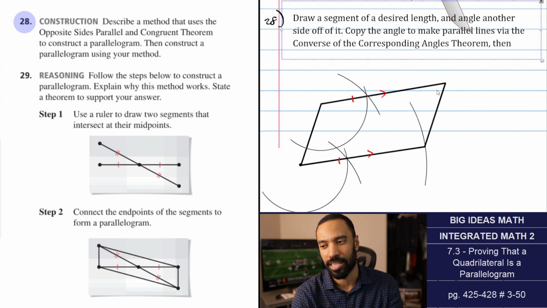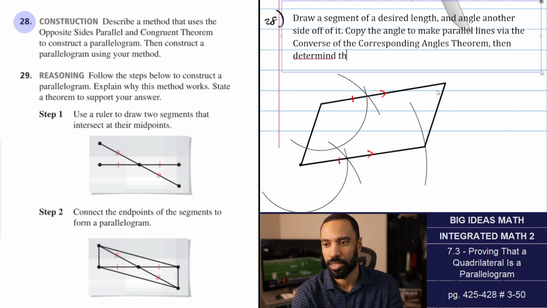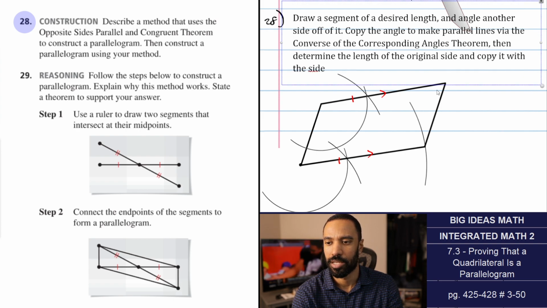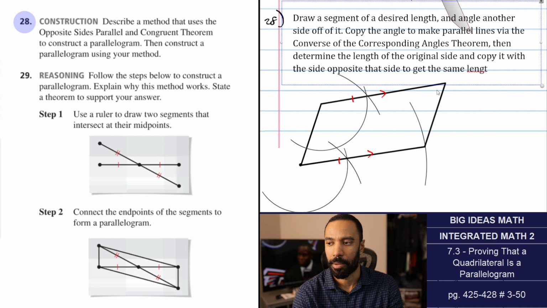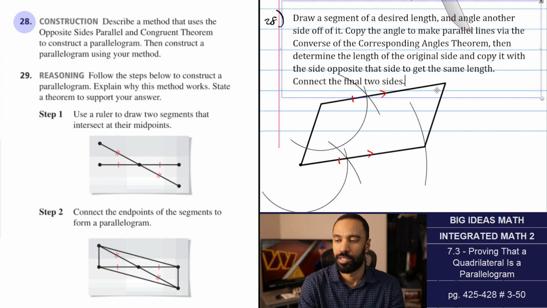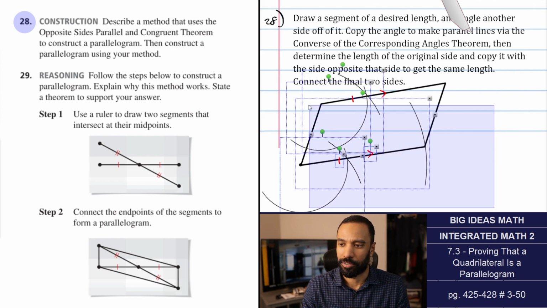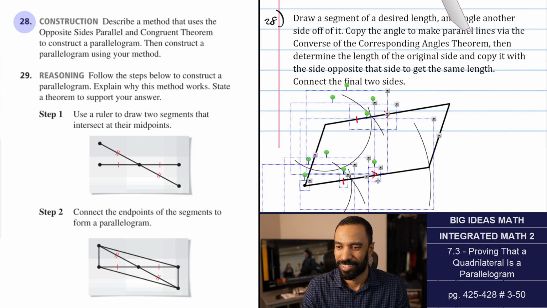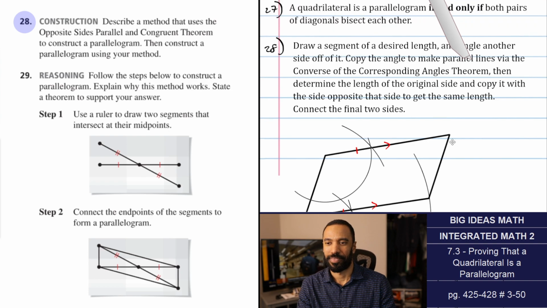Then, which I did the side length thing after, determine the side length, the length of the original side, and copy it with the side. Okay, so that's what I did there. Then connect the final two sides. Okay, so connect the final, not the final two sides, but the two that are not yet connected. Okay, so that's what I did there. Okay, that is number 28.